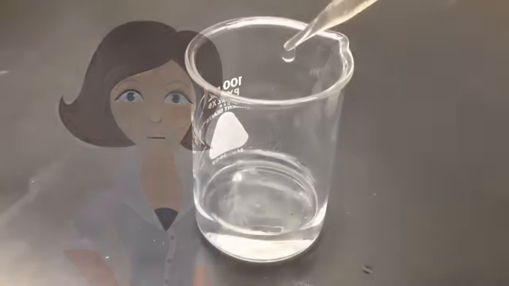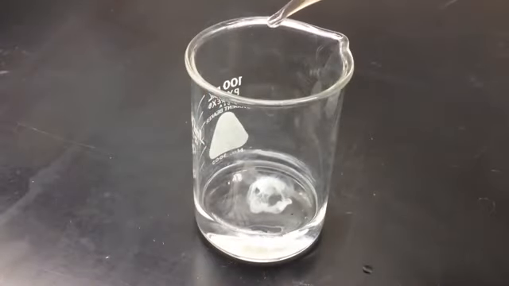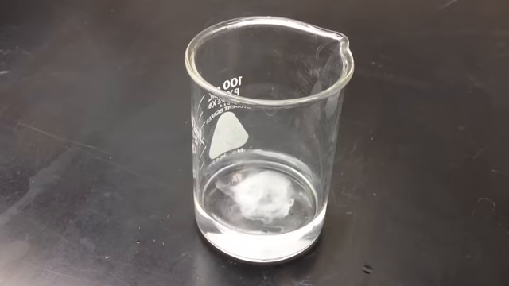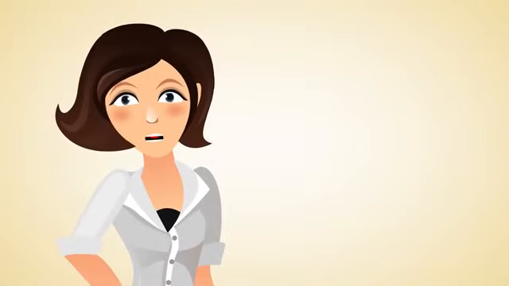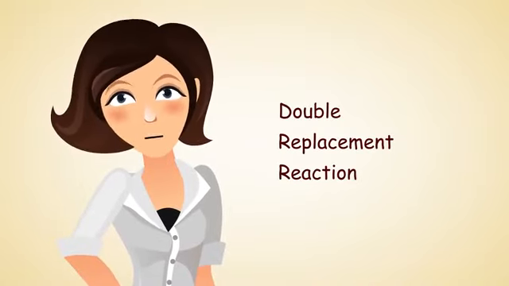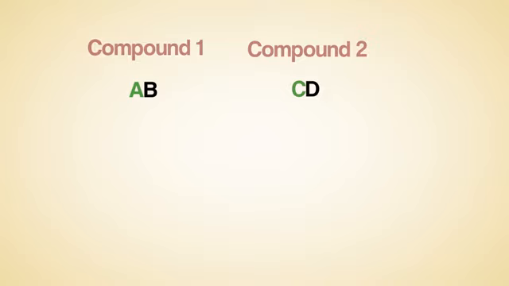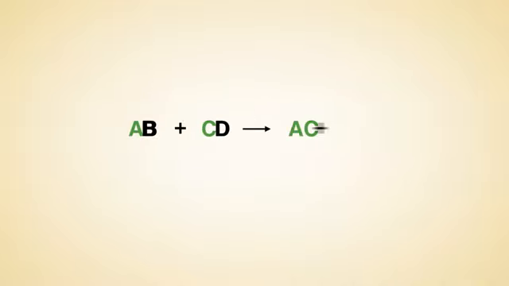is called a precipitate. A precipitation reaction occurs when the cations of one reactant and the anions of a second reactant found in aqueous solutions combine to form an insoluble ionic solid called a precipitate. Most precipitates are formed in a double replacement reaction. A double replacement reaction is when the ions in two compounds exchange places with each other in an aqueous solution. AB plus CD react together to form AC plus BD, where A, B, C and D are all ions.